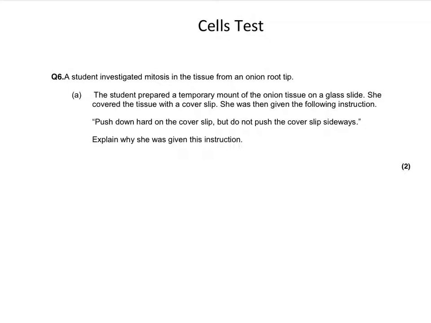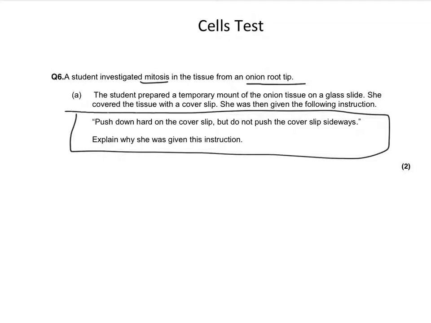Okay, question 6 is related to mitosis, and it's about looking at onion root tips. If you remember, we did the squash, the temporary mount of the onion tissue on a glass slide with a cover slip, and it asks this. This is the question for 2 marks. It says push down hard on the cover slip, but do not push the cover slip sideways. Explain why she was given this instruction.